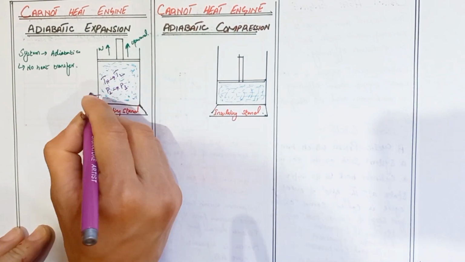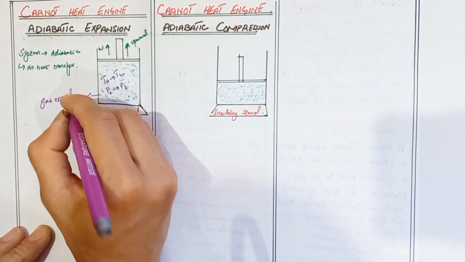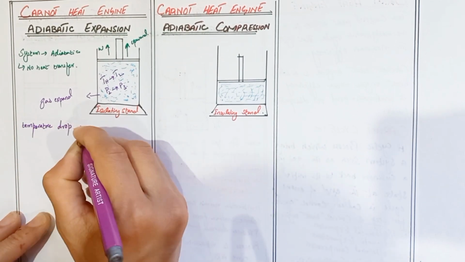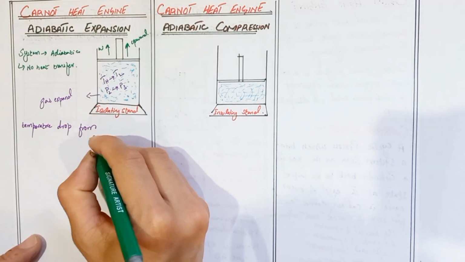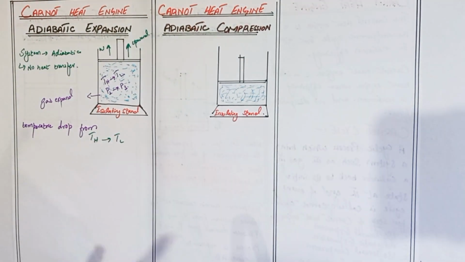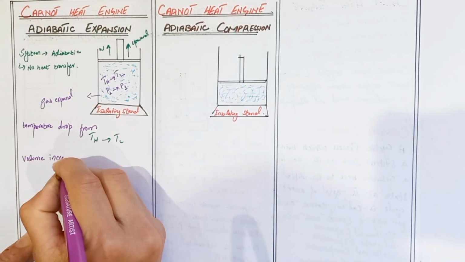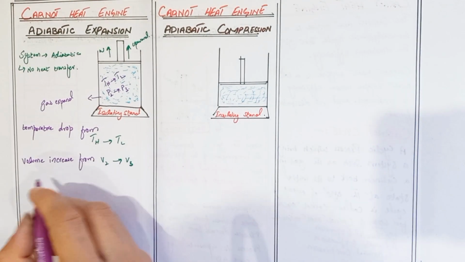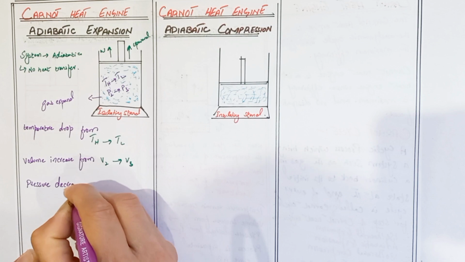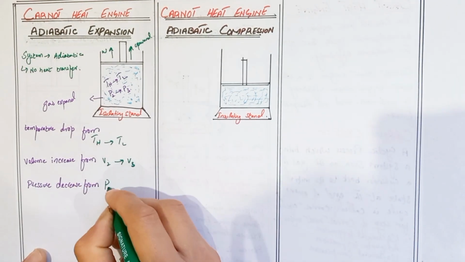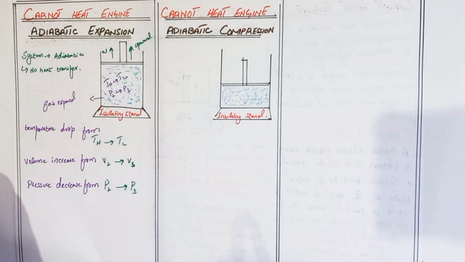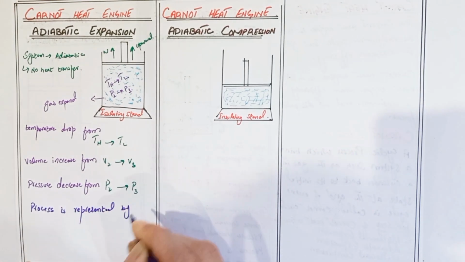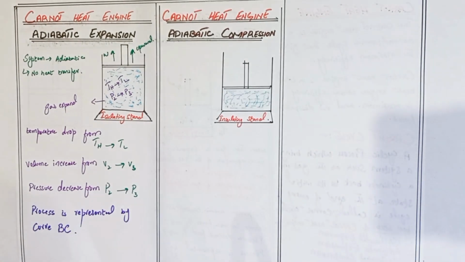So when the gas expands and the process is adiabatic, no heat enters the system, then the temperature drops from T_H to T_L and volume increases from V2 to V3. Volume is increased, pressure is decreased from P2 to P3. When we draw the graph, this process is represented by curve BC.